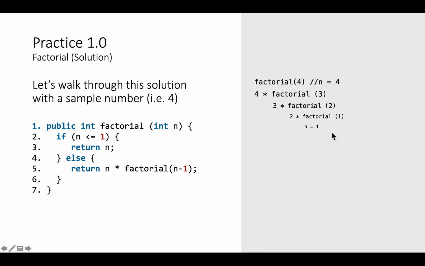If I know this is n equals 1, I can replace factorial 1 with the number 1. That changes that line to 2 multiplied by 1, which is equal to 2. I can replace factorial 2 with this value, which is now 3 multiplied by 2, and now I have a value here, 6. I can replace factorial 3 with the value 6, which gives 4 multiplied by 6, and now I have a final answer for my problem: factorial 4 is 24.